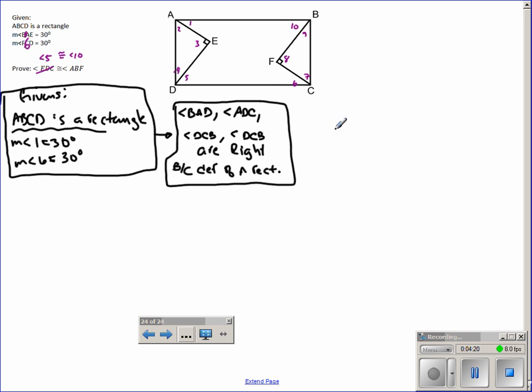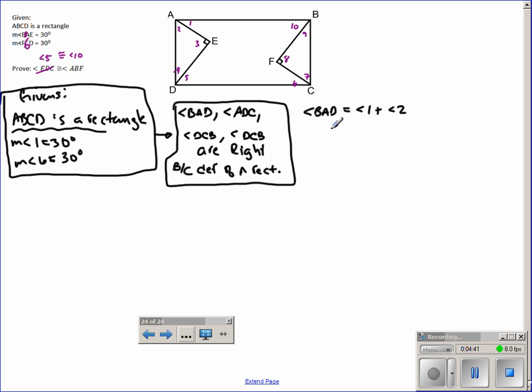Well, if I know these angles right here are all right, BAD, ADC, and DCB, excuse me, I renamed them in my diagram. So maybe I should take some time and rename them right now. Angle BAD should be the same as angle 1 plus angle 2.